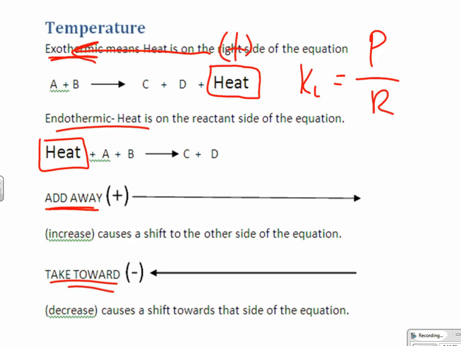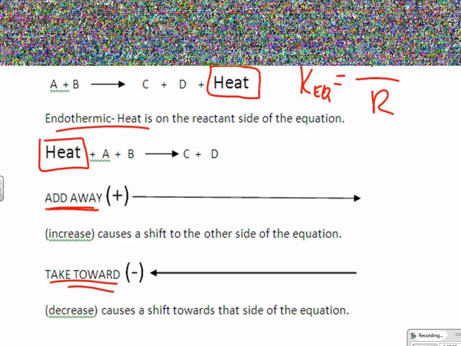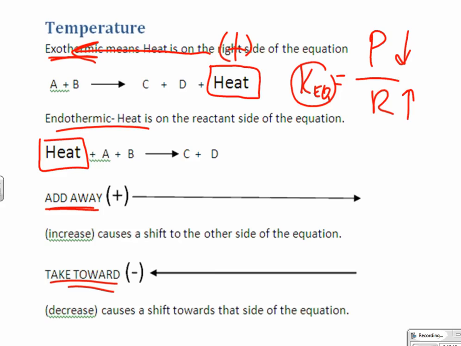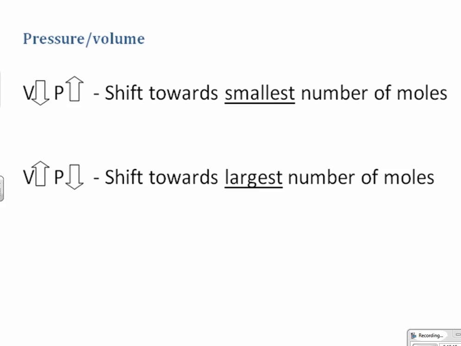So since the amount of products is decreasing and the amount of reactants is increasing, my Keq for this reaction would be decreasing as well. Okay? The last factor is pressure and volume. Remember Boyle's law. Pressure and volume are inversely related. So if pressure goes up, volume goes down.